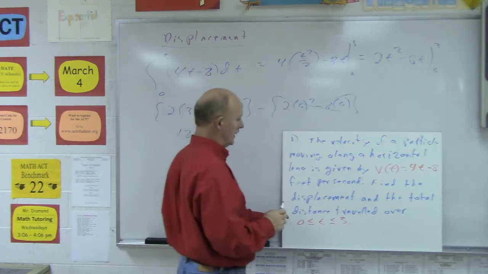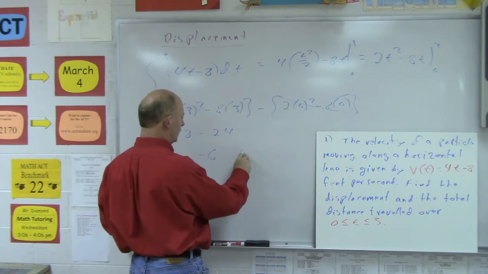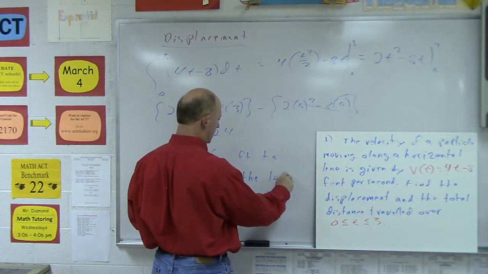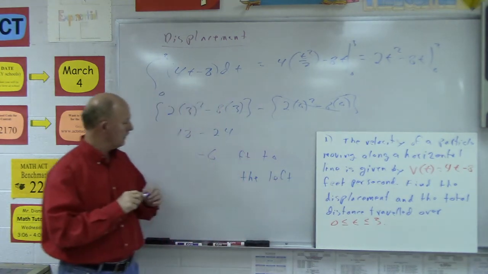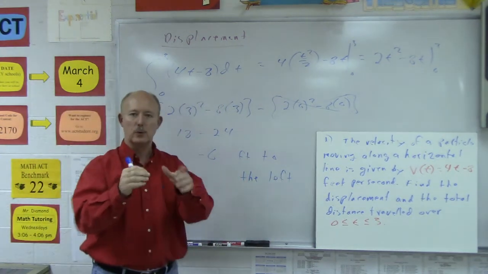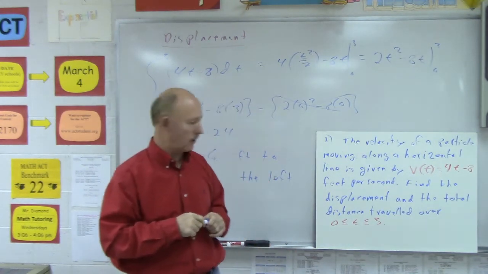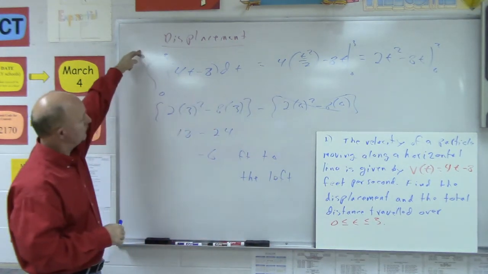Negative 6 would indicate a displacement of negative 6 feet to the left. So the particle is going to be 6 feet to the left of where it started, if it started at 0. This will be our displacement.